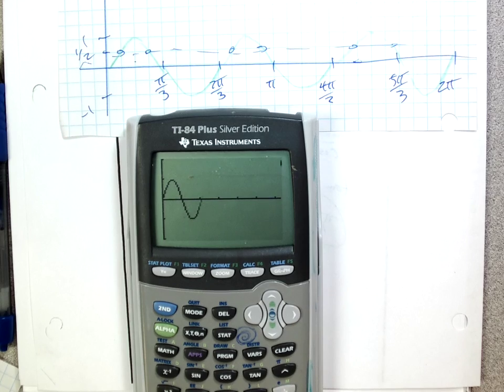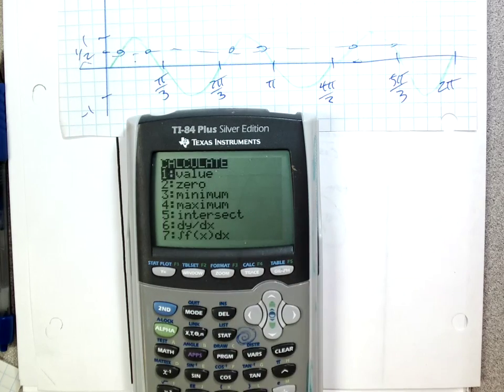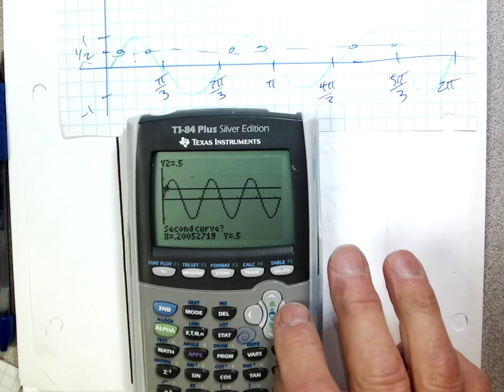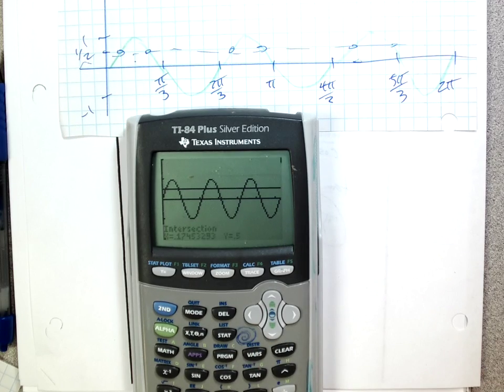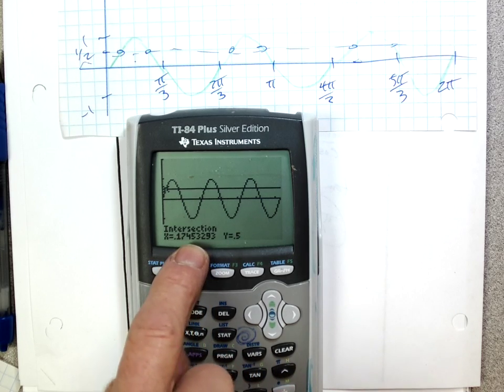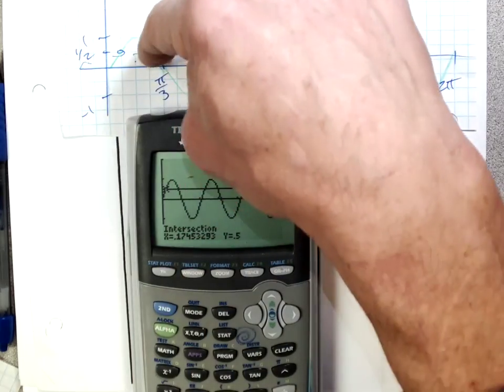Okay, there's my 3 sine curves in 2 pi, right? And here's 1/2. And you can see where the 6 intersection points are, right? So if you wanted to take the time of finding all the intersection points, you can go, okay, calculate. And let's do 1, because I do not want to do all 6, right? Let's find the first one. Intersect, enter, second curve, enter, guess. So it's about 0.174, blah, blah, blah, right? Okay, that's one of the answers. And then, of course, you'd have to keep going to get all 6, okay?